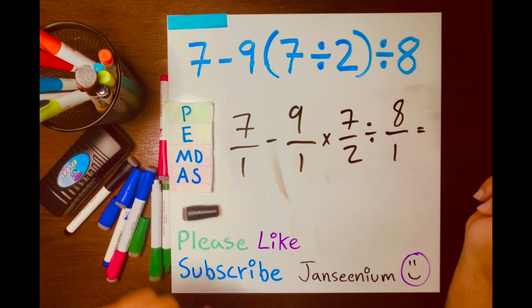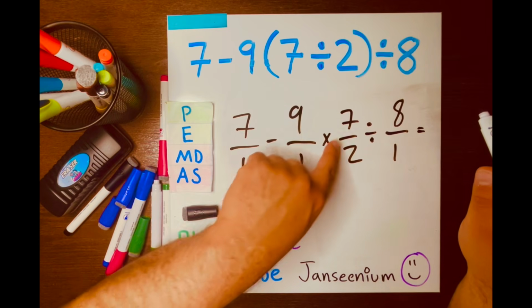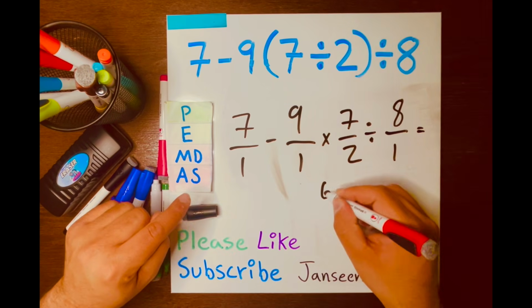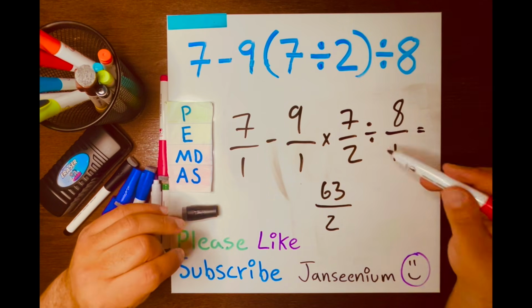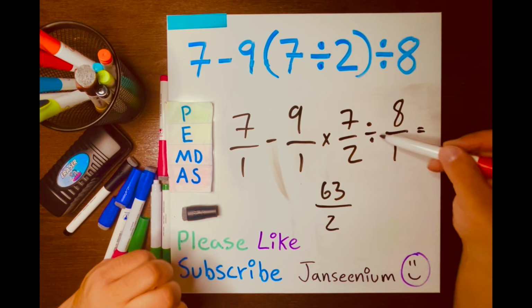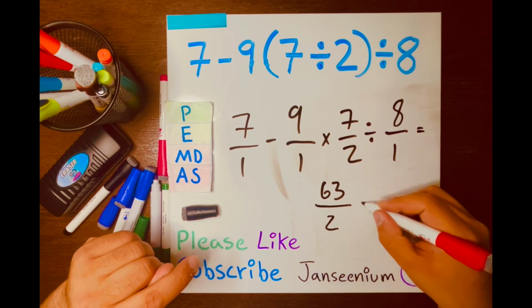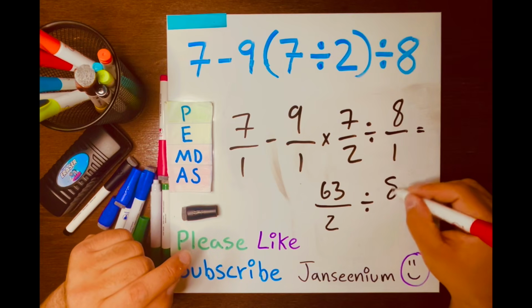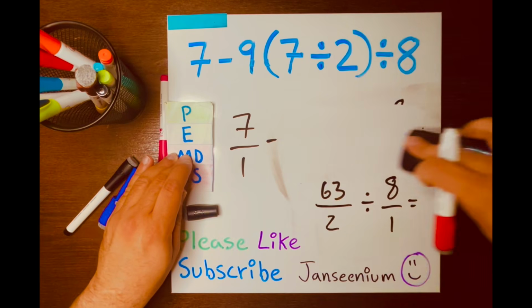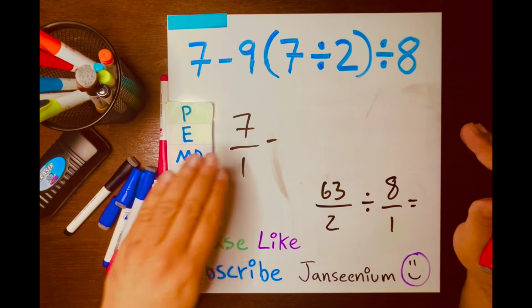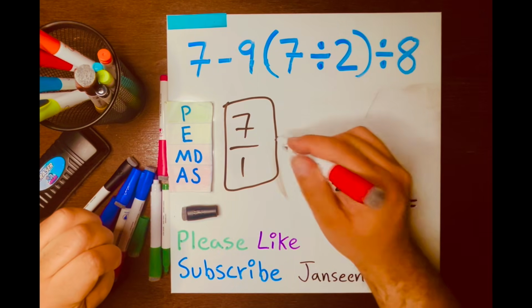Next, looking at PEMDAS, multiplication goes first. So we're going to multiply across. 9 times 7 is 63 over 1 times 2 is 2. And now we'll bring down the rest, but I know that division goes first, not subtraction, according to PEMDAS. So I'll write the division symbol down here, and then write the 8 over 1 here. And then I'll erase this part for space. We don't need this part anymore. And then I'll keep the 7 over 1 minus to the side. So I'll just box it up there for us right here.